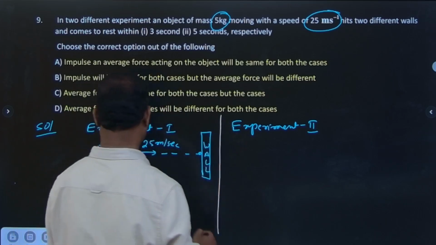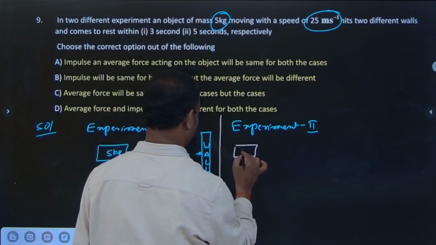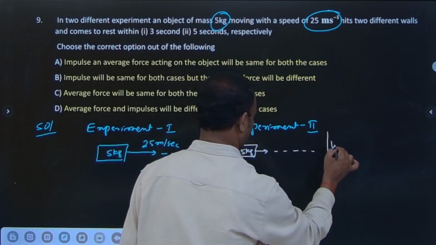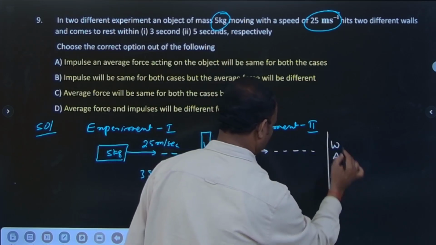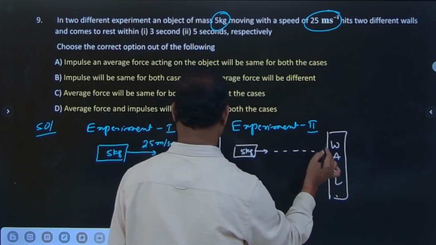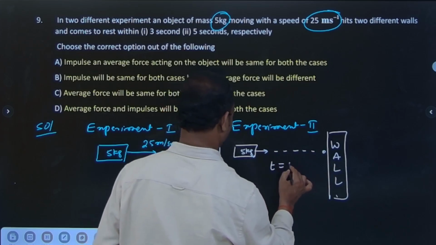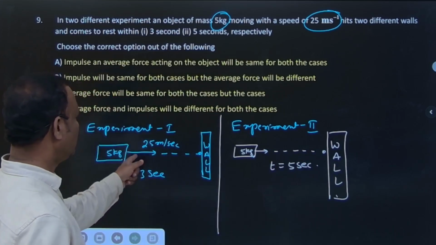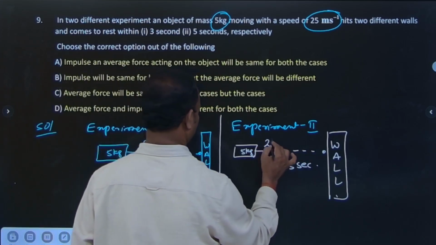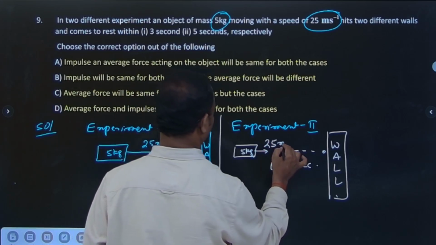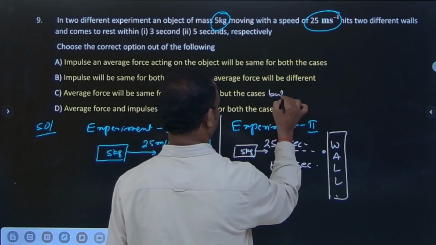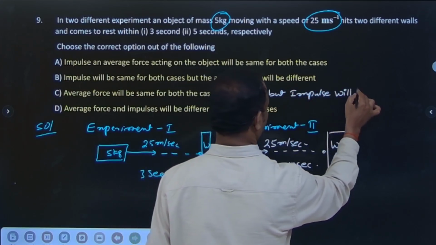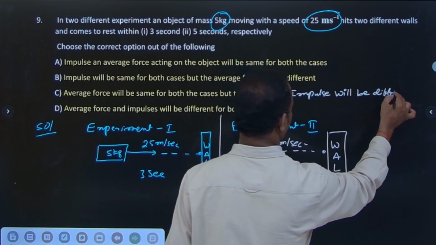In the second case, the same 5 kg mass moving with the same speed is colliding with the wall. So it comes to rest in t equal to 5 seconds. It's 25 meter per second, the same speed, 25 meter per second. But impulse will differ. Okay, so that is the question.